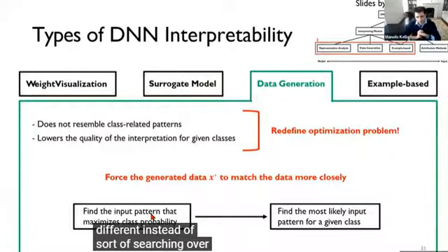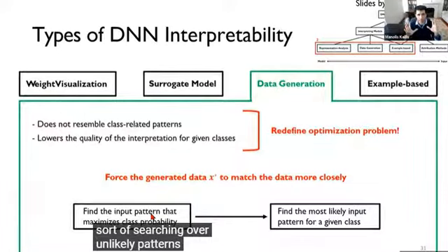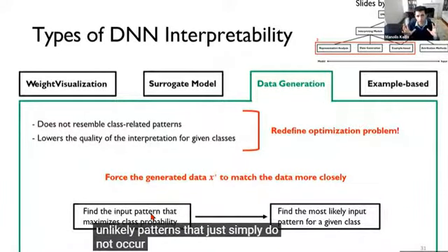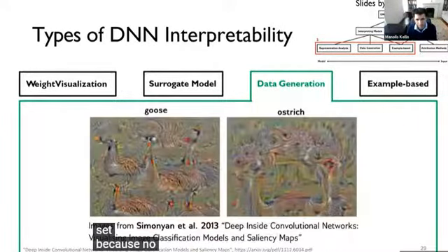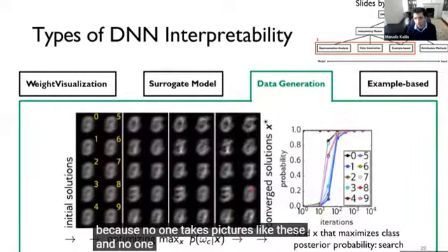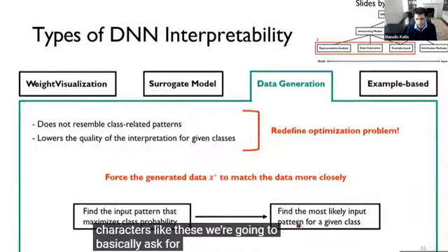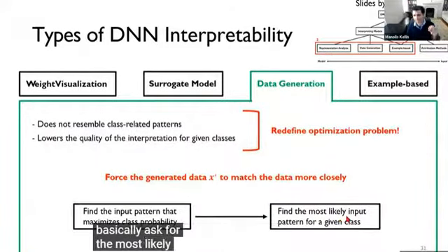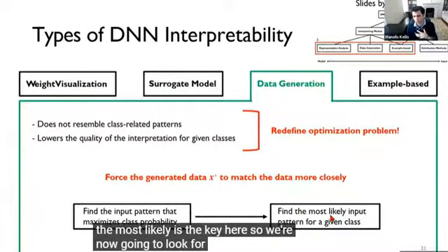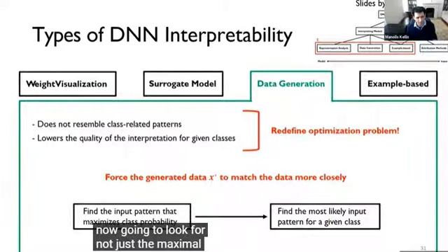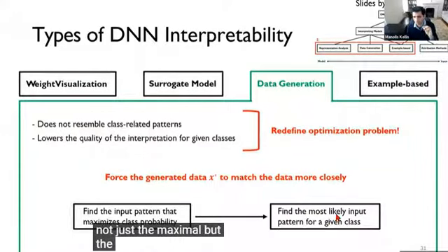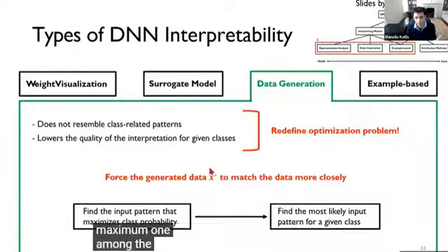over unlikely patterns that simply do not occur in the training data set, because no one takes pictures like these and no one writes characters like these, we're going to ask for the most likely input pattern for that class. And the most likely is the key here. So we're now going to look for not just the maximal, but the likely and maximal. So basically the maximal one among the likely ones.